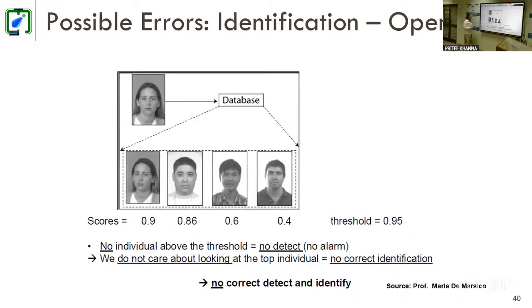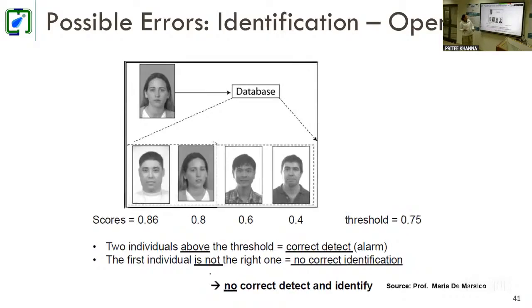Now again, you can see that these are your scores, and this is your threshold. Now what is happening? No one is crossing this threshold, so no detection, but actually the person is present, right? So no correct detection, and because there is no correct detection, no identification. Right? Now take the third situation.